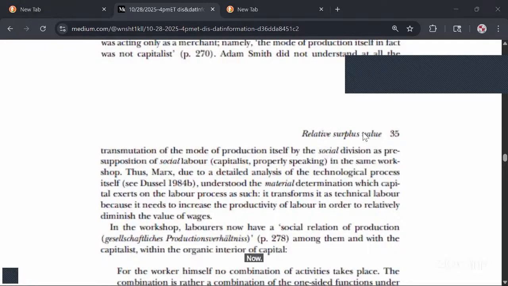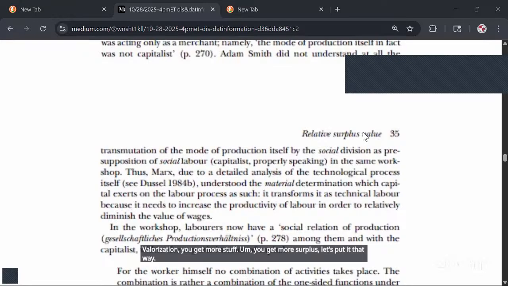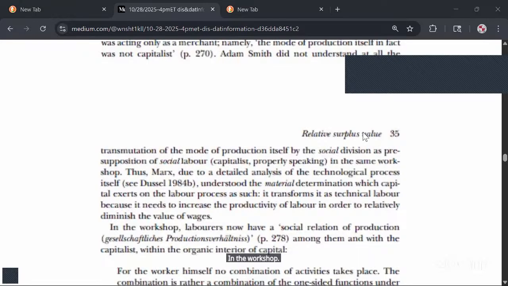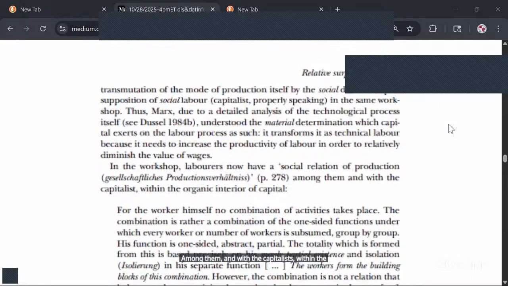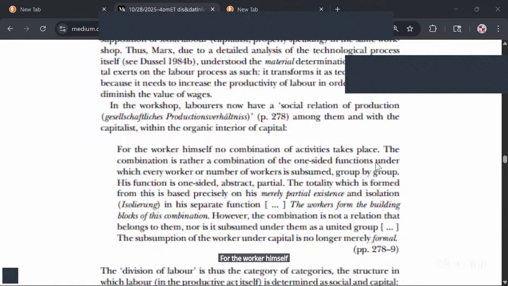Now, that's that sense of the wage bill as a cost, right? If you can minimize that cost, you get more valorization, you get more stuff, you get more surplus, let's put it that way. In the workshop, laborers now have a social relation of production among them and with the capitalist within the organic interior of capital. Quote, for the worker himself, no combination of activities takes place.